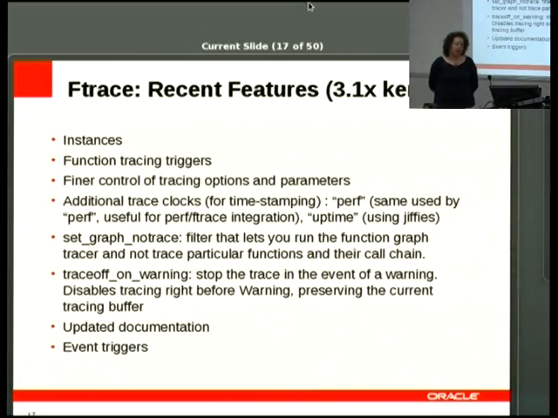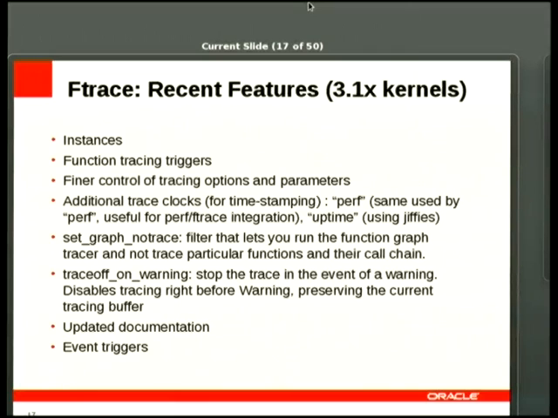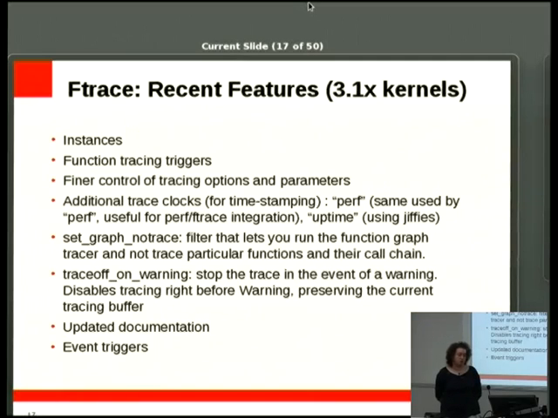So what has happened in the 3.10, 11, 12, 13, the latest kernels in ftrace? So first of all, this is just a list. I will go through those real quick. So we have instances, function tracing triggers with many controls, options, and parameters, more trace clocks, and different options to disable the collection of entry and exit for specific functions. So if you want to avoid tracing some functions when you're trying to collect a call graph, you can do that. And then you can actually stop the tracing at the point of a warning. So if things go bad and you're collecting maybe too much data and you want to stop it exactly where the warning is triggered, you can actually do that.